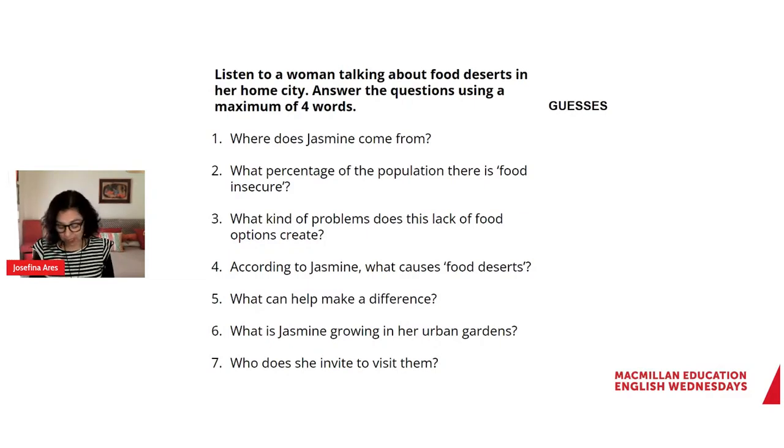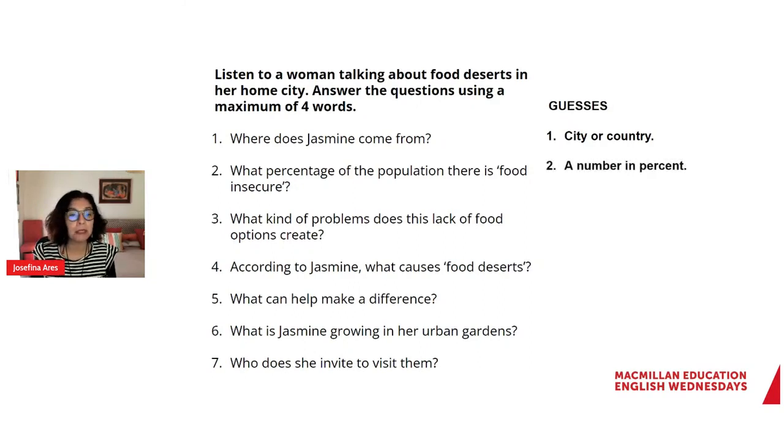So let's do this together once again. Where does jasmine come from? What obviously are we going to listen for there? We're listening for either a city or a country. Paris, France, somewhere. The name of some kind of place. What percentage of the population there is food insecure? What do I need to listen for here? Well, obviously a percentage, a number in percent. What kind of problems could the lack of food create? Malnutrition, illness, famine. Those are some of my guesses.